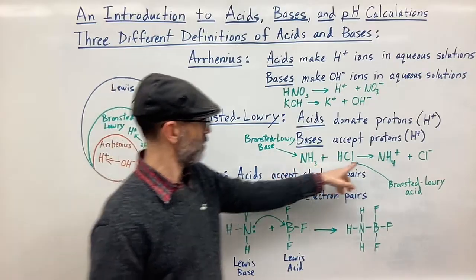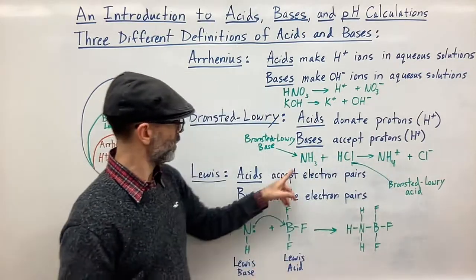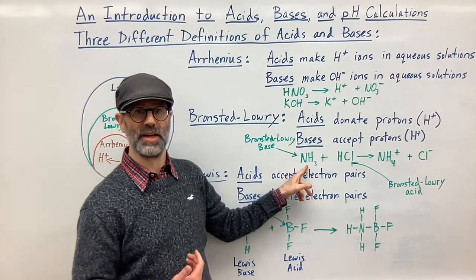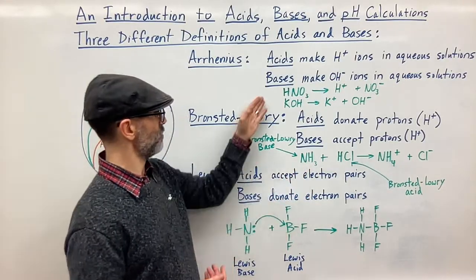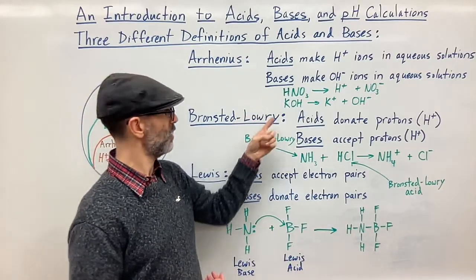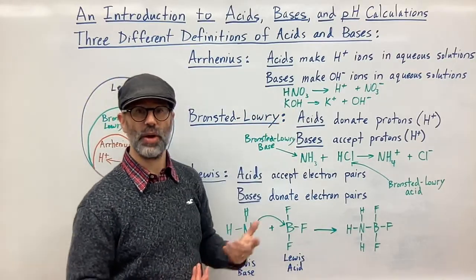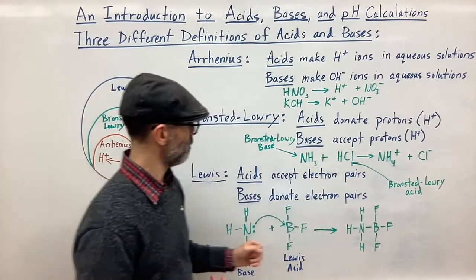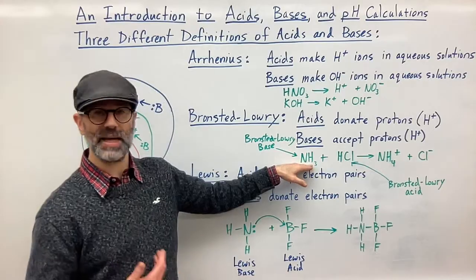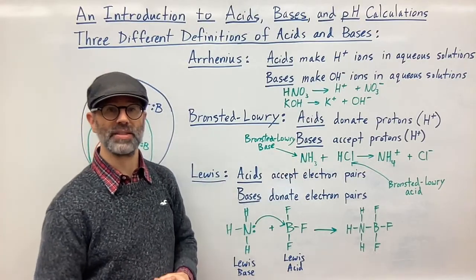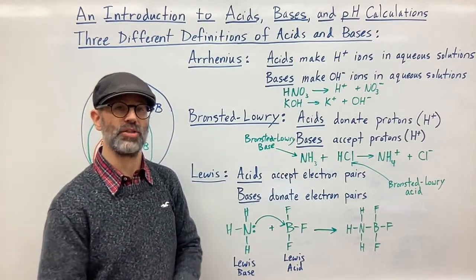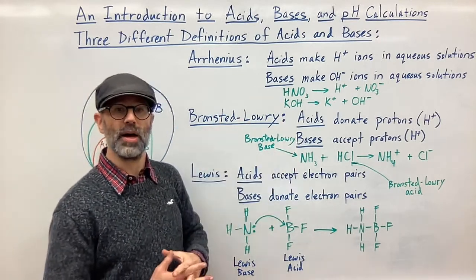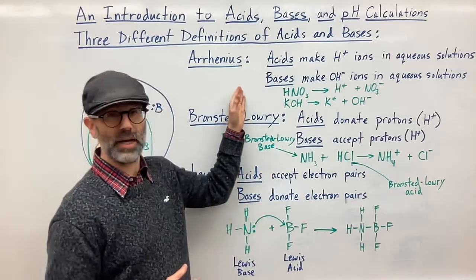And so it's going to become NH4 plus. So here, ammonia is a base according to the Bronsted-Lowry definition. It is not a base according to the Arrhenius definition because it is not producing OH minus. You do not see OH minus being produced here. So ammonia is a base according to the Bronsted-Lowry definition, but not according to the Arrhenius definition. So this definition is broader than the Arrhenius definition.